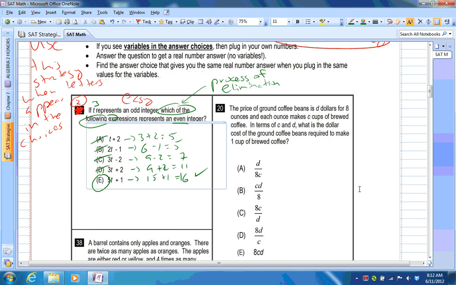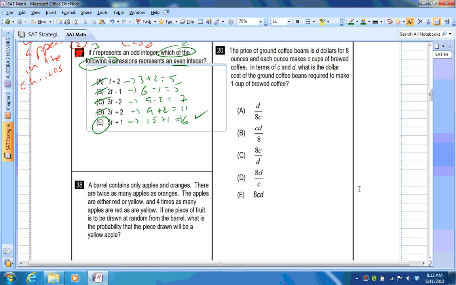Okay. Now we move on to a hard one. Let's look at number 20. And this truly would be a number 20 on the SAT because this is a tough problem.